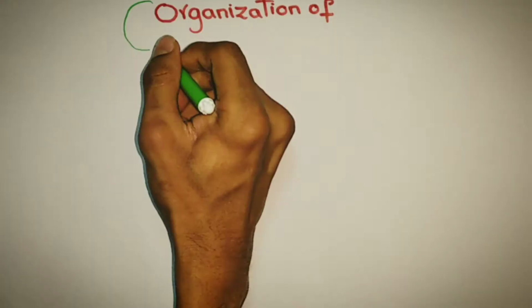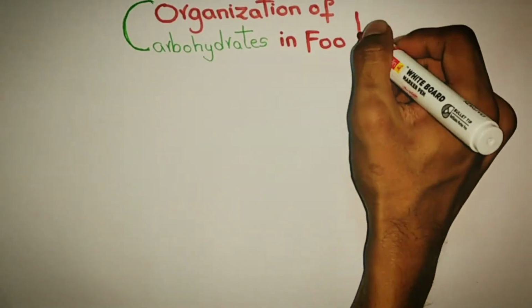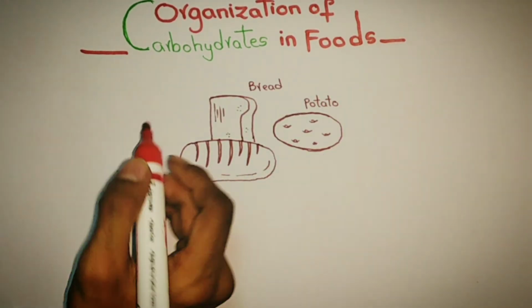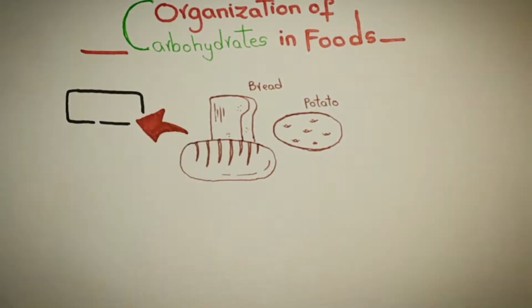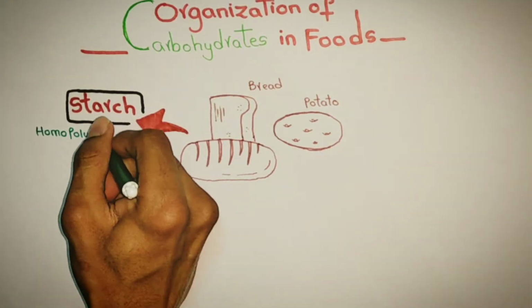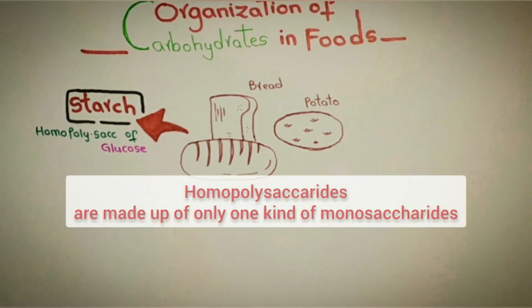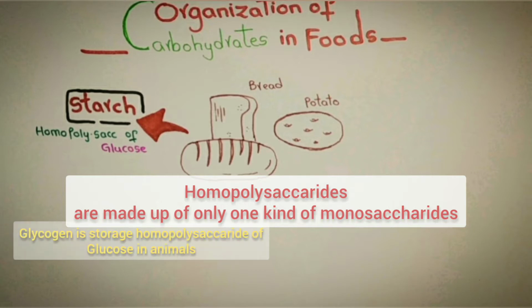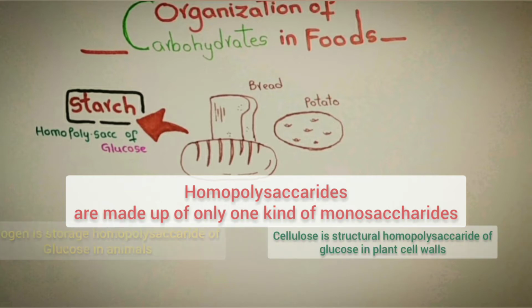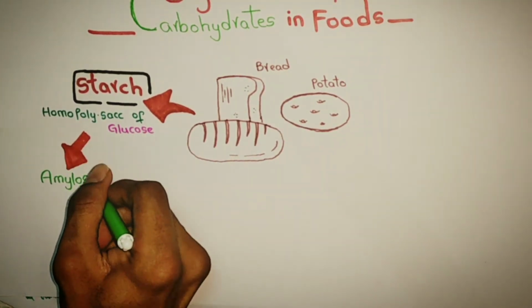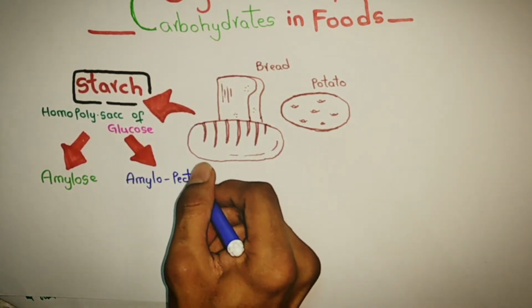Let us first see the organization of the carbohydrates in the foodstuffs we eat. Take the example of the daily bread we eat and also the potato, which contain the carbohydrate polysaccharide starch. Starch is a homopolysaccharide of glucose. Now remember, homopolysaccharides are those polysaccharides which are made up of only one kind of monosaccharide. Like glycogen is a storage homopolysaccharide of glucose in animals, and cellulose is the structural homopolysaccharide of glucose in plant cell walls. Starch contains two basic components, amylose and amylopectin.